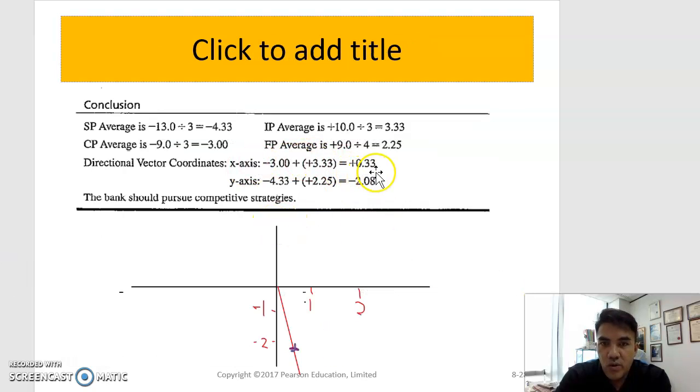So once you get this coordinate, CP plus IP, you get 0.33 positive. And then for the y-axis, between FP as well as SP, when you add them together, you get negative 2.08. So when you draw your vector, the vector would fall under this quadrant, 0.33 and negative 2.08.